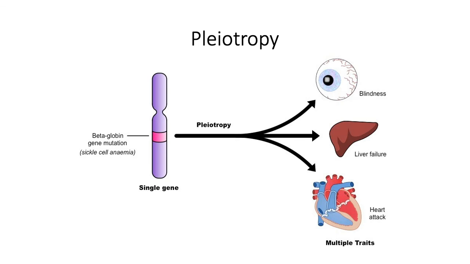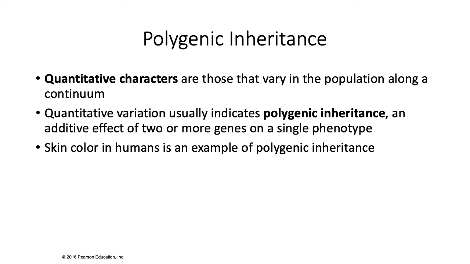This one mutation in the beta globin gene can lead to multiple effects in the body. It can contribute to blindness, it can contribute to liver failure, and it can lead to a heart attack. So we say that the beta globin gene mutation has pleiotropic effects. In pleiotropy, we said that one gene affects multiple traits.